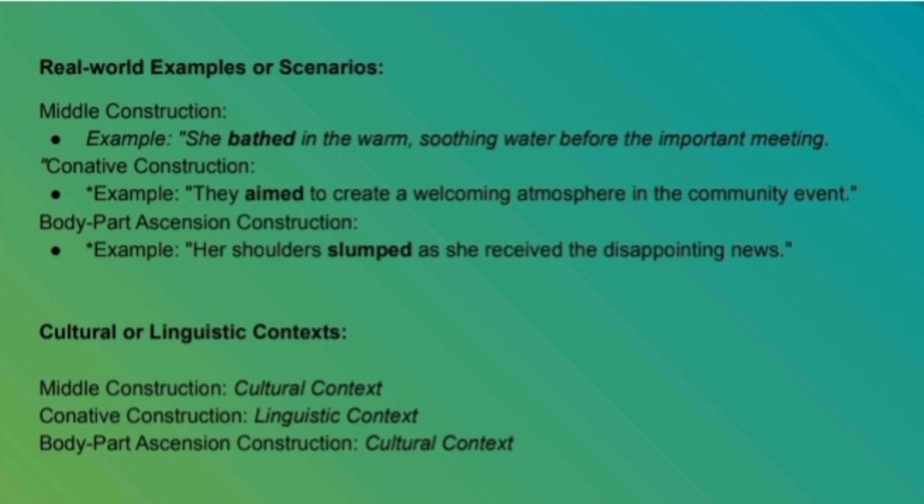And the connotative construction has a linguistic context. Connotative construction is often utilized in languages that emphasize the intention or effort behind an action. For instance, languages with specific verb forms indicating attempts or endeavors. And for the third one, the body part ascension construction, it has a cultural context. Cultural expressions of emotions vary, and body part ascension can be influenced by cultural norms. For example, raised eyebrows might convey surprise universally, but the degree of acceptance can vary. By exploring these applications and contexts, we gain insights into the versatile nature of these linguistic constructions and how they adapt to various real-world scenarios and cultural nuances.